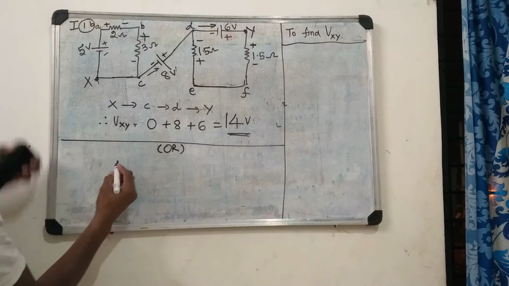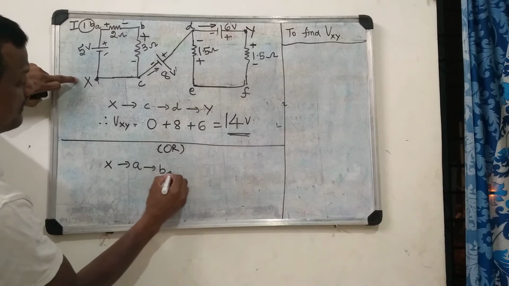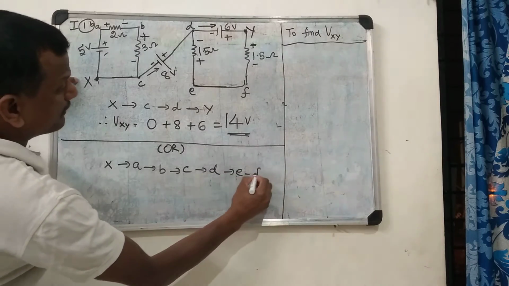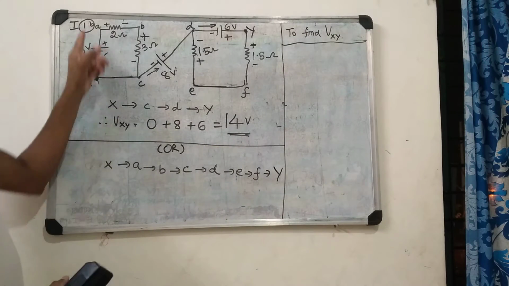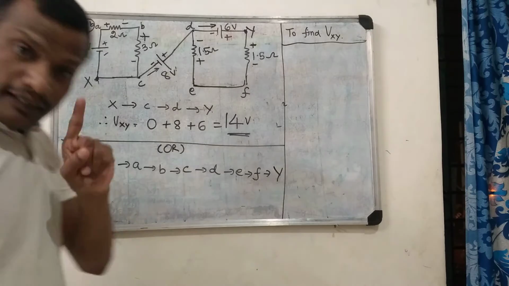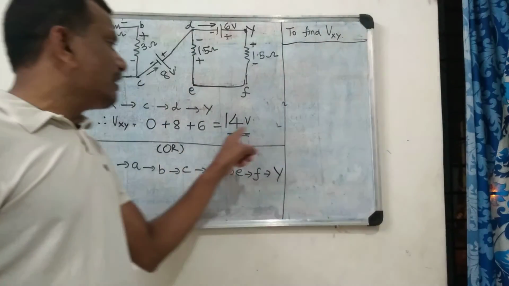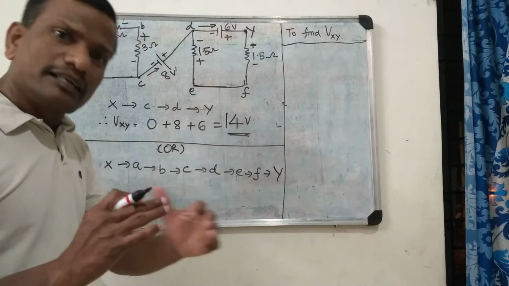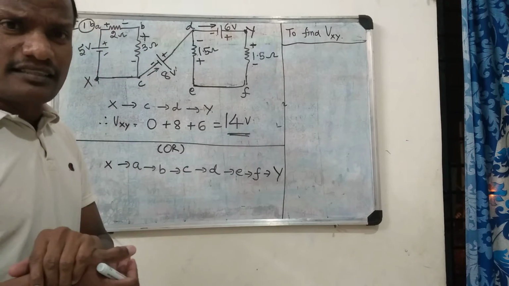I am using the path X, A, B, C, D, E, F and finally Y. X, A, B, C, D, E, F, Y. In this case also, I must end up with 14 volts, which we got already. Let us see. But in this case, the calculation will be a bit lengthy. Why? Because we need to come across so many resistances.